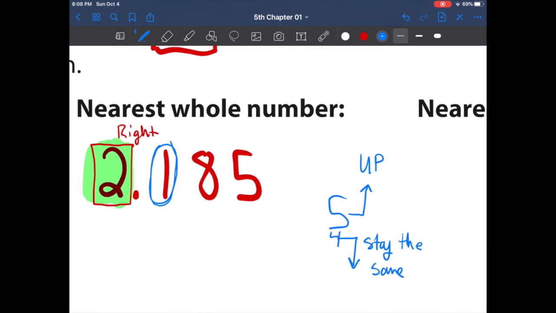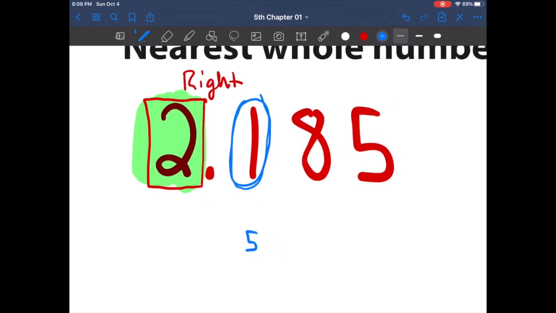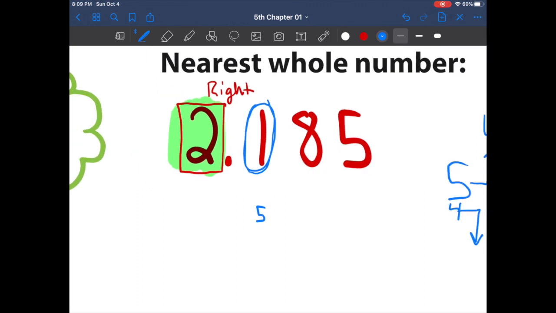Okay? So let's take a look at this. We're looking at this 1. So I'm going to put 5. Is the number 1 bigger than 5 or smaller than 5? Well, it's smaller than 5, right? So that means we stay at the same whole number. What's the closest whole number? That would be just 2.